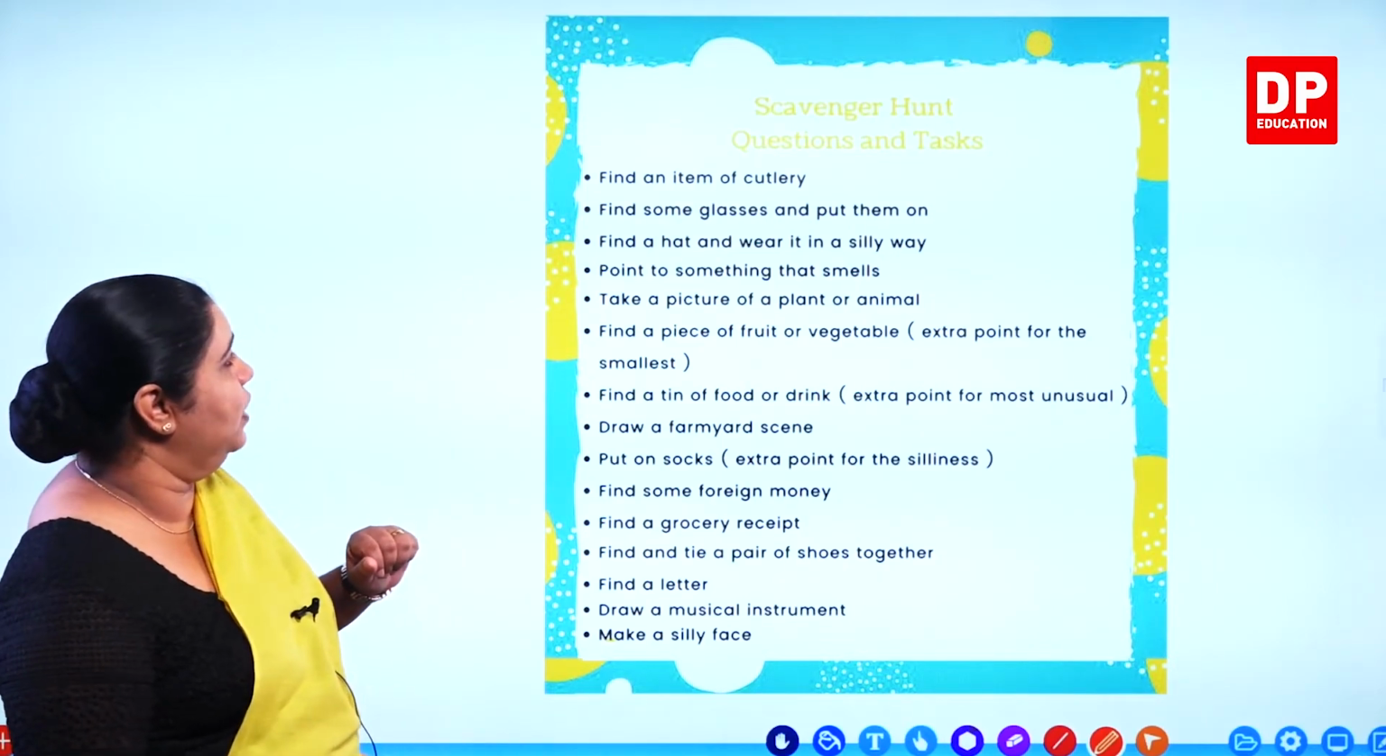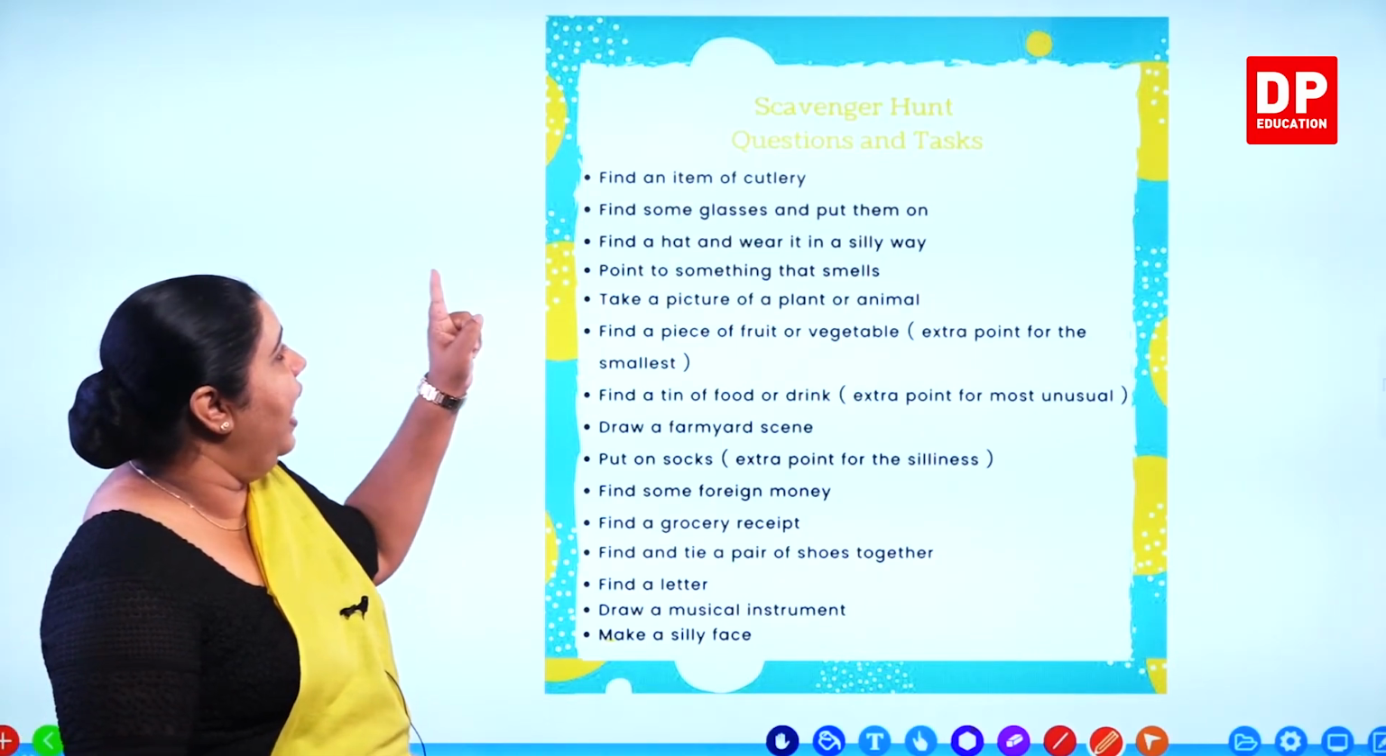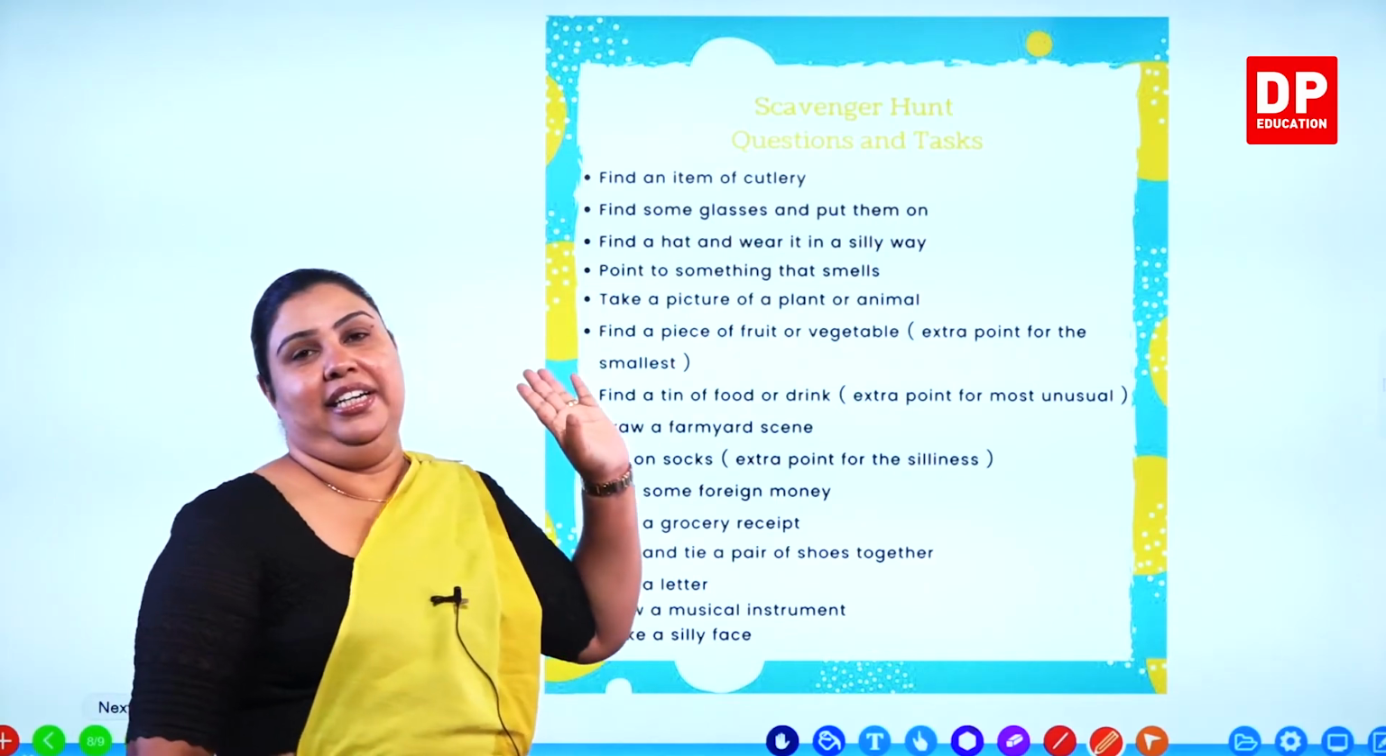Right. Now look at the first one. Find an item of cutlery.